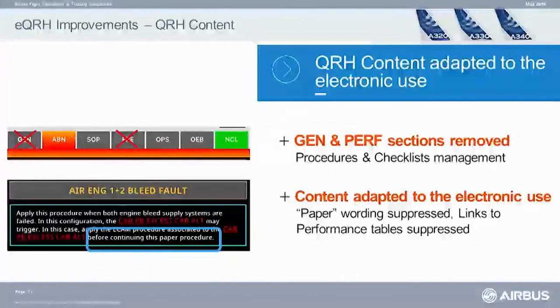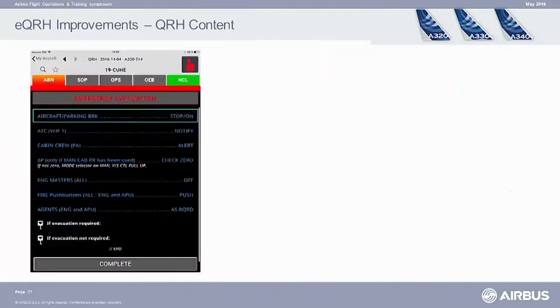Another set of improvements is some wording improvement, because today we have some paper wording in the QRH. We also suppressed the links to the performance tables. And one of the main enhancements is related to the abnormal procedures. In fact, taking benefit from the electronic display, we decided to completely review the abnormal procedures of the A320, A330 and A340. The objective for us is that on an electronic display, as I said before, the main steps of the procedures have to be visible at first glance, as well as the structure of the procedure.